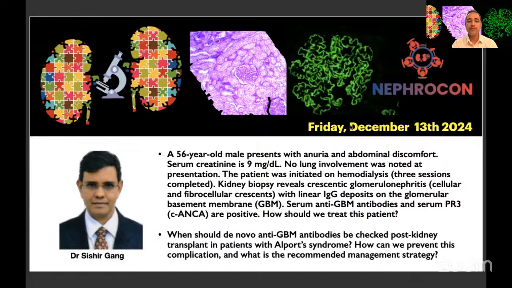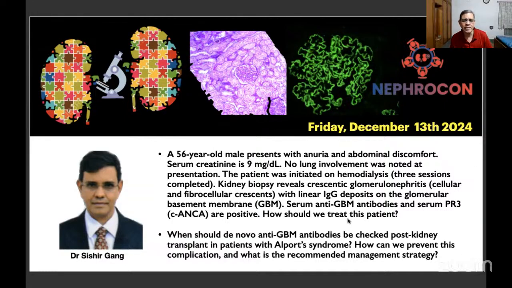Right, sir. Thank you so much. So this was about the native kidneys, but when we talk about transplanted kidneys, particularly when the recipient has Alport's, maybe a COL4A5 mutation, do you check these de novo anti-GBM antibodies as a protocol, or do you wait till there is a graft dysfunction? And what would be your recommendation?